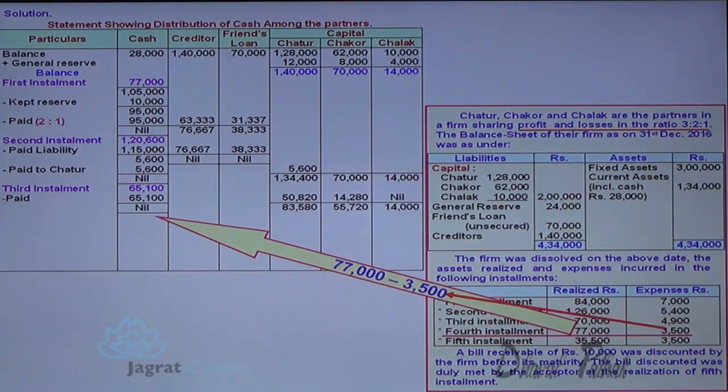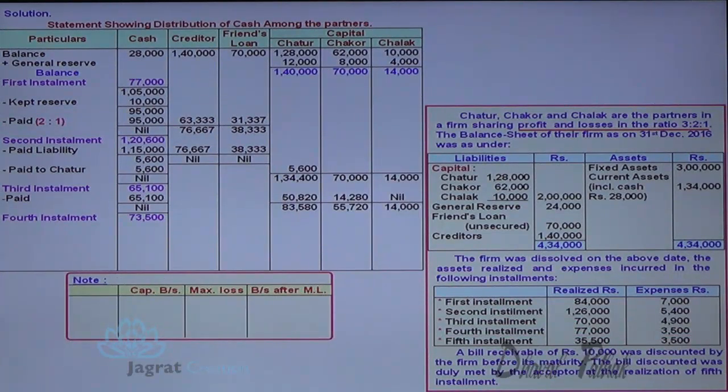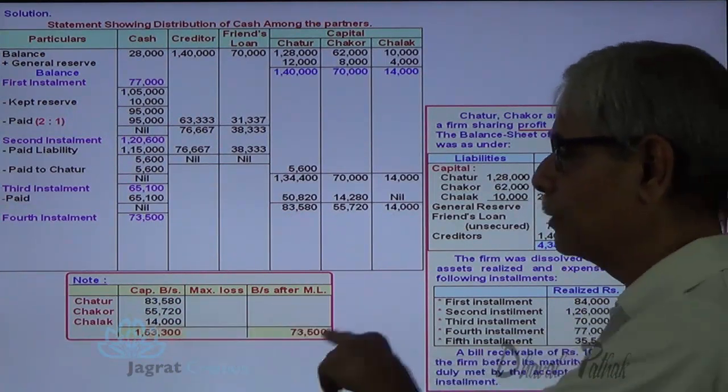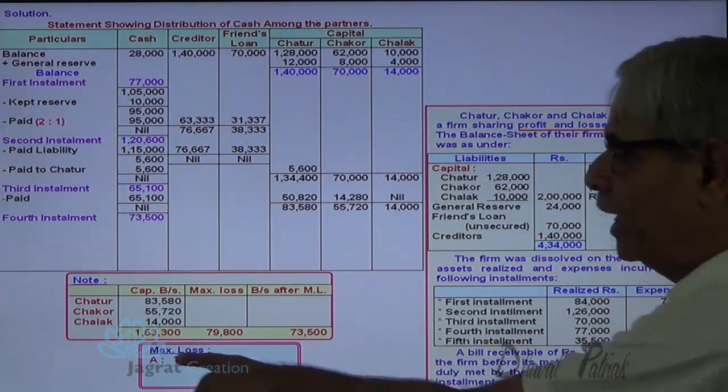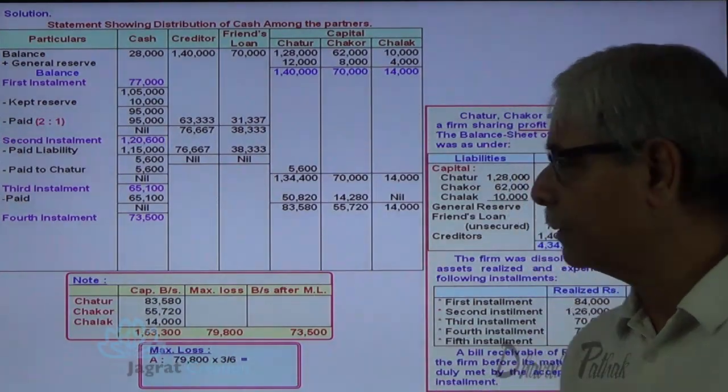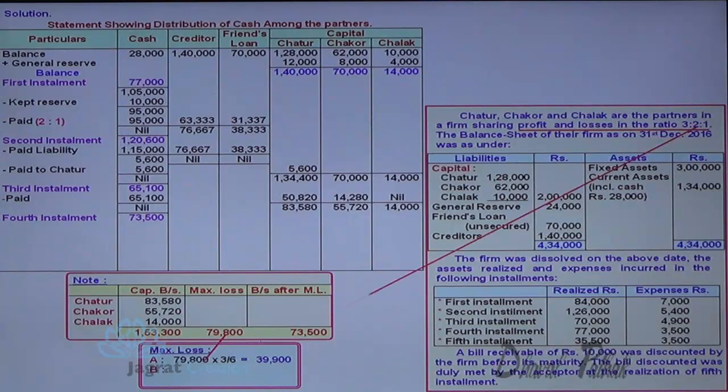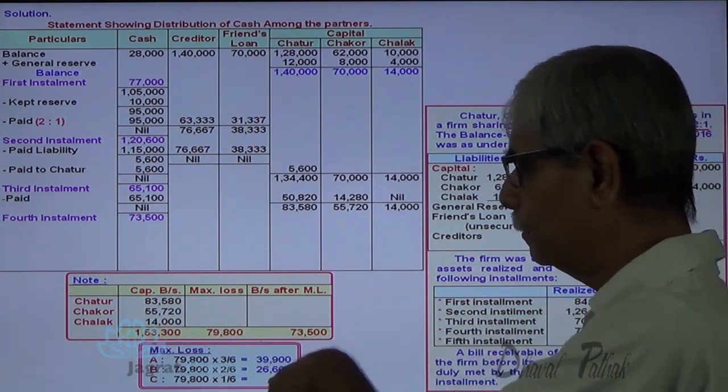Now, fourth installment, 77,000 minus 3,500. This is the cash balance available. So the difference between these two is the maximum loss. 79,800 is the maximum loss. A means first partner, B means second partner, C means third partner. So this is the share of A, B, C, that is first, second and third partner.